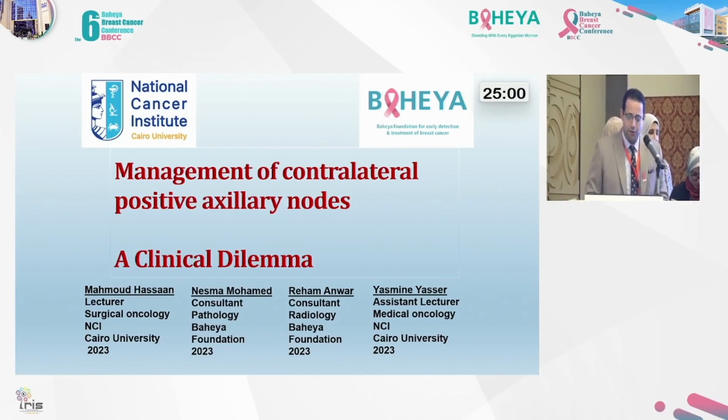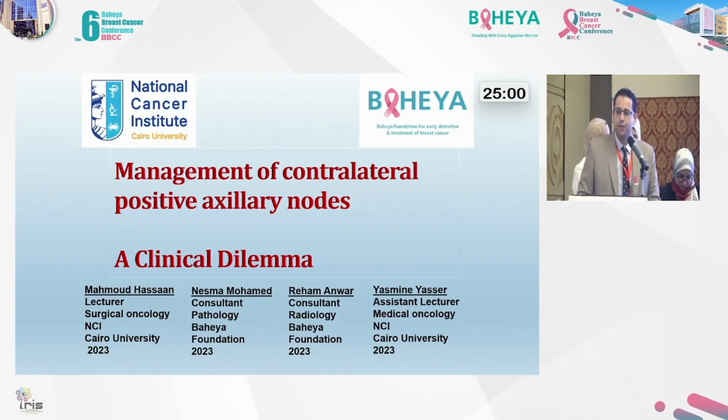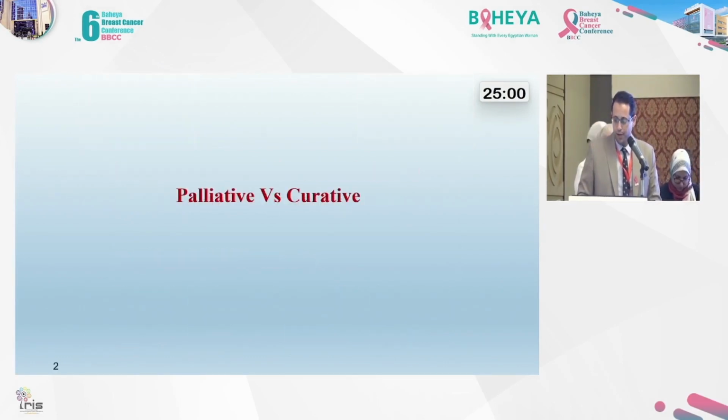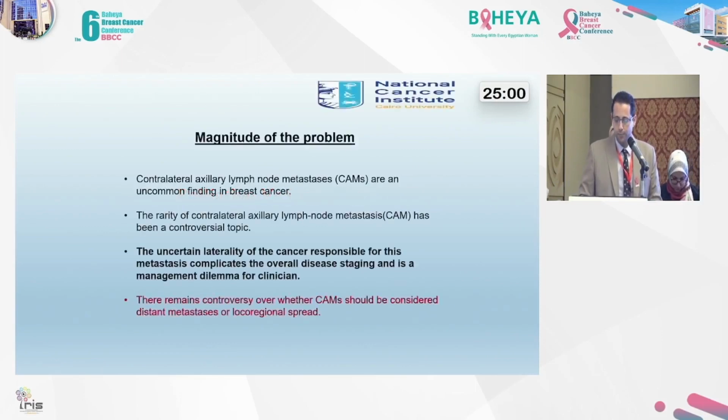The management of contralateral positive axillary lymph node is a clinical dilemma: whether we treat this patient with curative intent or palliative intent. The problem is that contralateral axillary lymph node metastases are an uncommon finding in breast cancer. The rarity has been a controversial topic, and the uncertain laterality of the cancer responsible for this metastasis complicates the overall disease staging and is a management dilemma for the clinician.